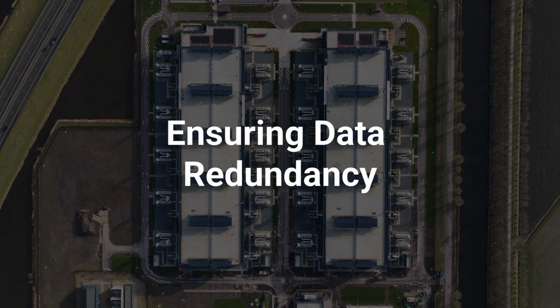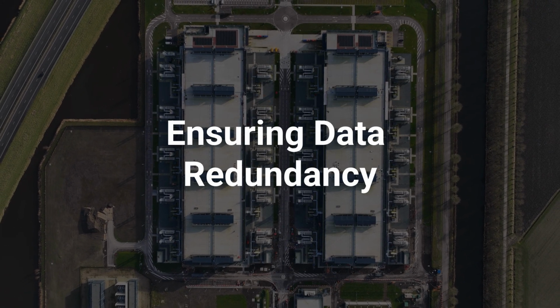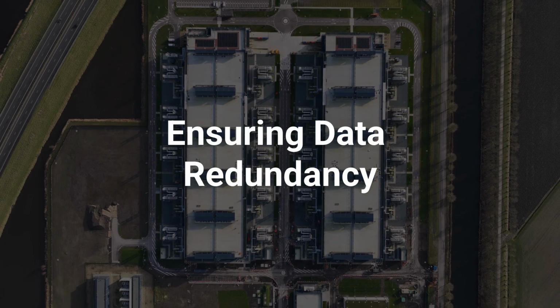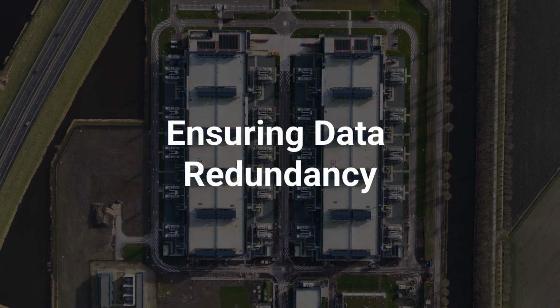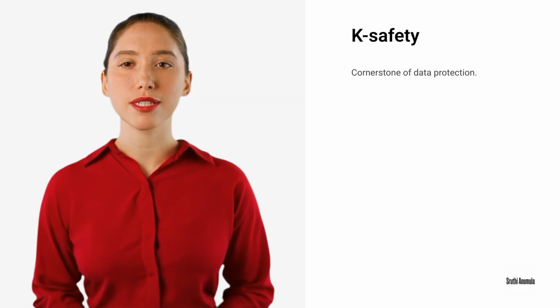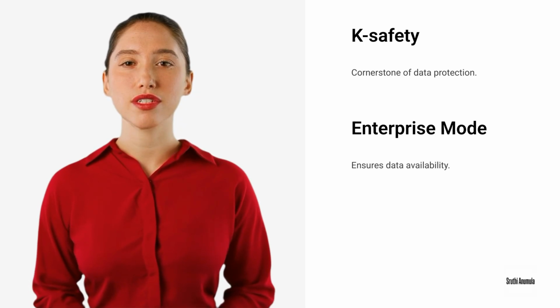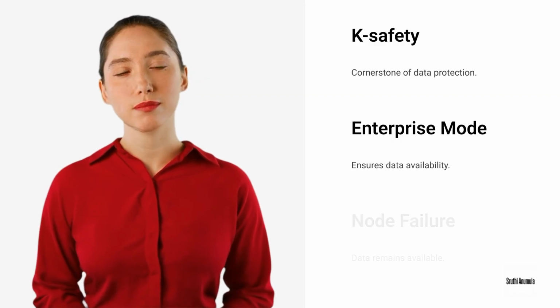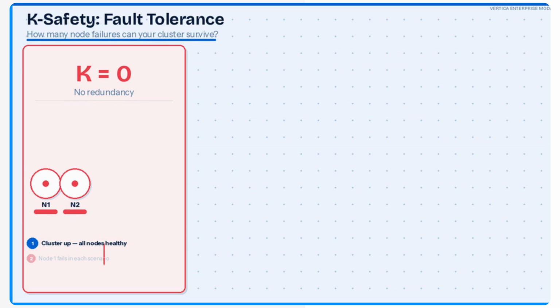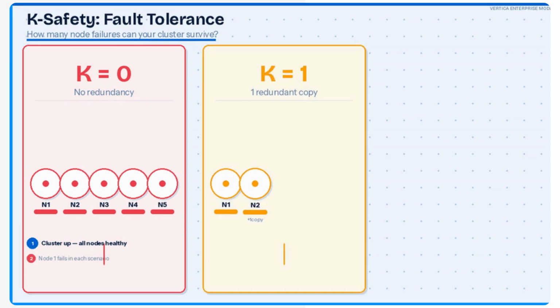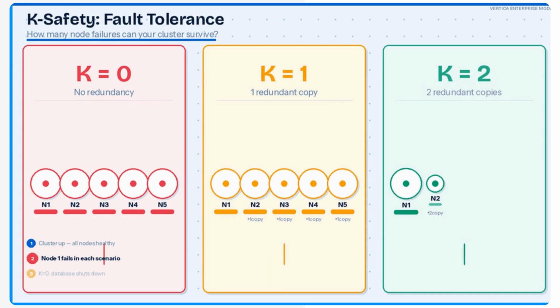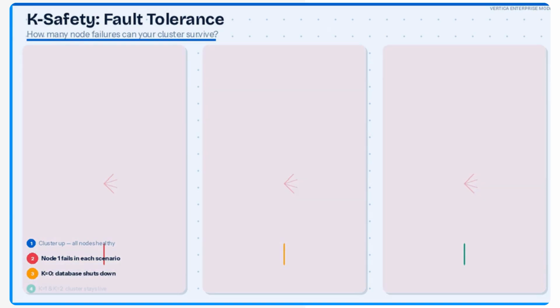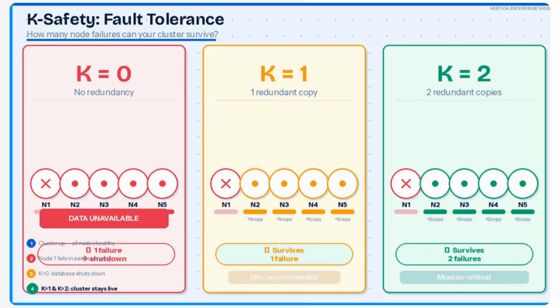Data redundancy is vital in preventing data loss. By storing data redundantly, Enterprise Mode ensures that no single node failure can disrupt operations. K-safety is a cornerstone of data protection in Enterprise Mode. It ensures that data remains available even if multiple nodes fail. Here's a critical question. What happens when a node goes down? Since each node stores its own data locally, if a node fails and you have no redundancy, your database would have to shut down. It simply can't answer queries for data it can't access.